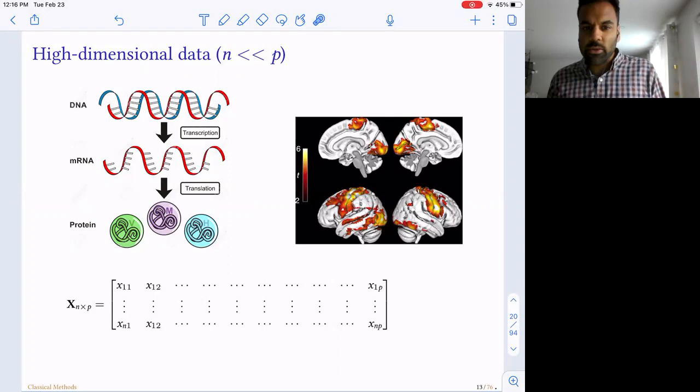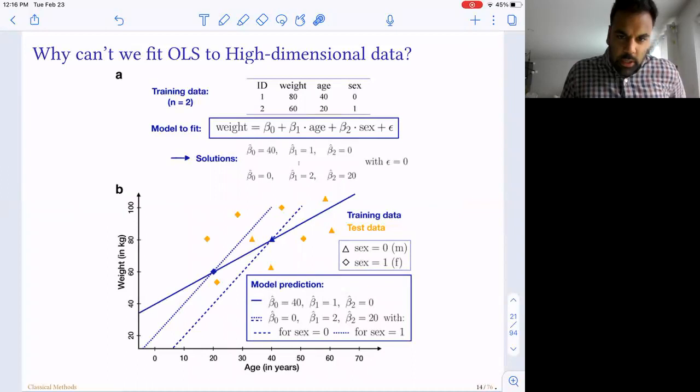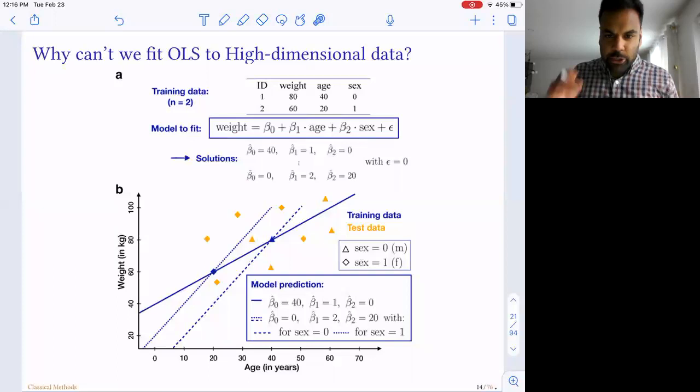Okay, and so this is, I find, a nice diagram which illustrates why we can't fit OLS to high dimensional data. There's a lot going on in this figure, but I think it's important to have a very clean example to explain this phenomenon. Sorry, I missed the reference here, but if you're interested, I can pass on the reference as well.